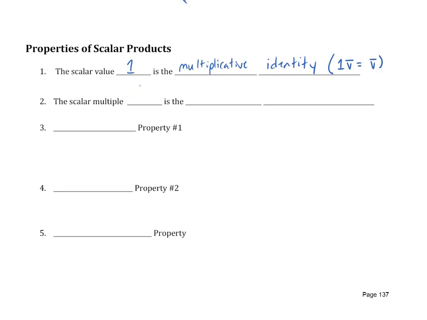If you have a scalar multiple of -1, so if you're taking -1 times v, this is what's called the additive inverse.